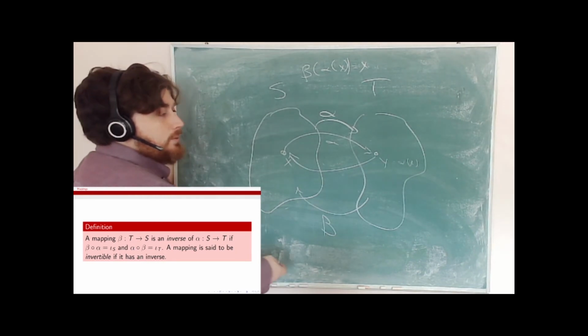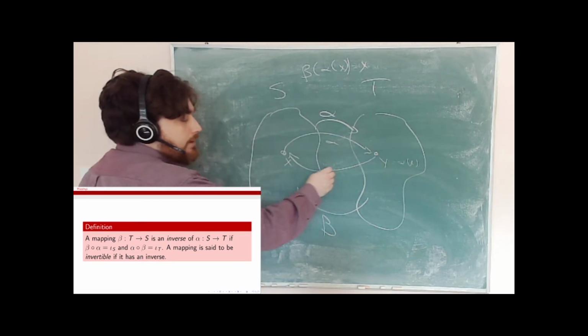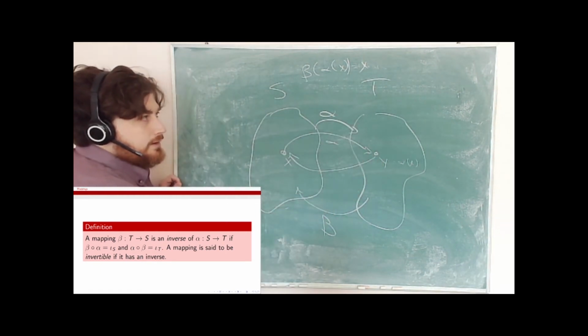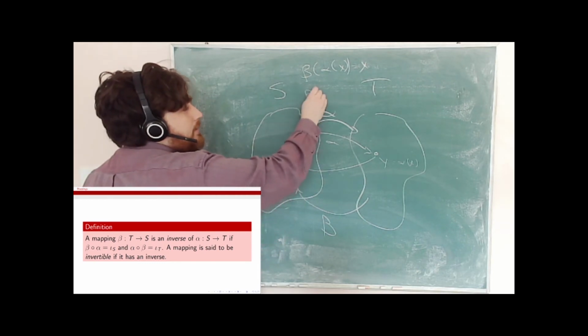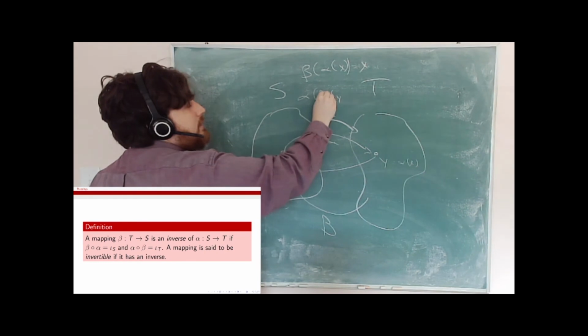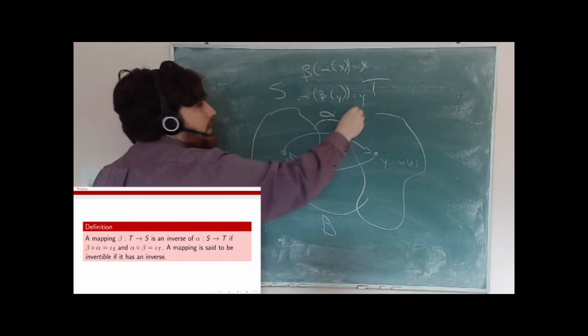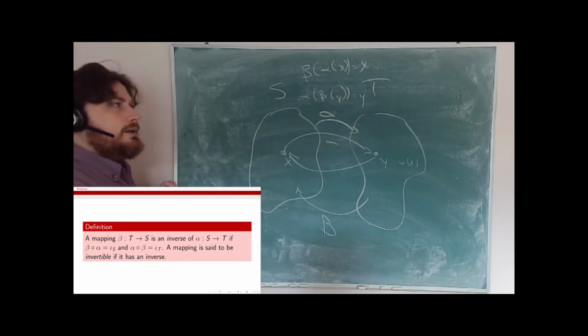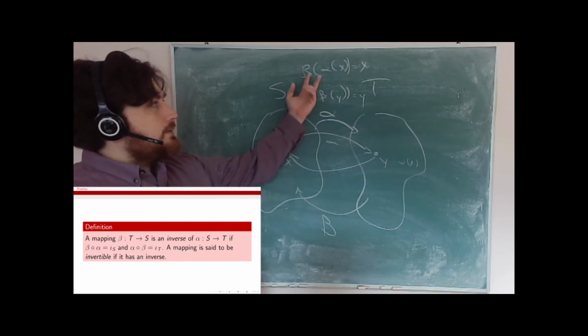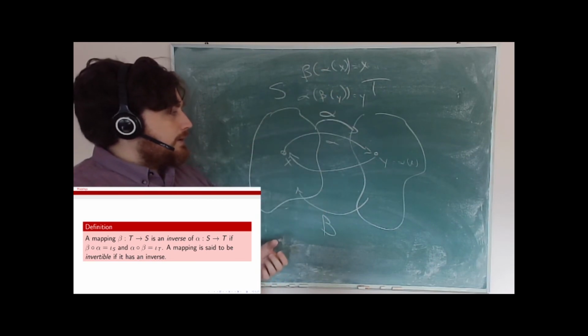By the same token, beta maps y to x and alpha maps x to y, so if we find alpha of beta of y, we're just going to get out y for all the y in T. So in either case, we end up exactly where we started. The composition of these two becomes the identity mapping.